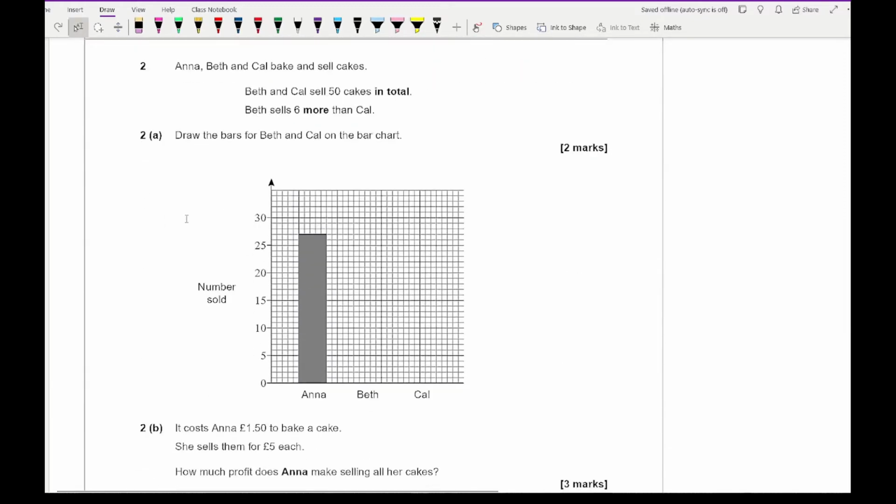Let's look at question 2. Question 2 says, Anne, Beth and Cal bake and sell cakes. Beth and Cal sell 50 cakes in total. Beth sells 6 more than Cal. Draw the bars for Beth and Cal on the bar chart.